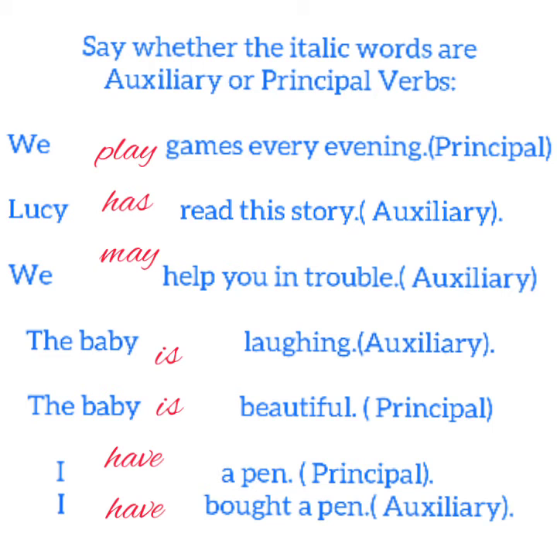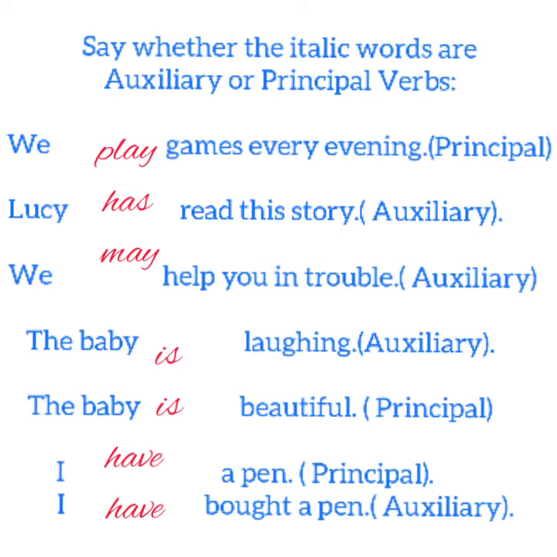So we can say has is an auxiliary verb. Next, we may help you in trouble. In this sentence, the italic word is may. Since there is also another verb, the main verb help, we can say may is an auxiliary verb. The baby is laughing. Here the italic word is is, and there is also another verb, laughing. Since there are two verbs, is will be the auxiliary verb because it is helping the main verb.